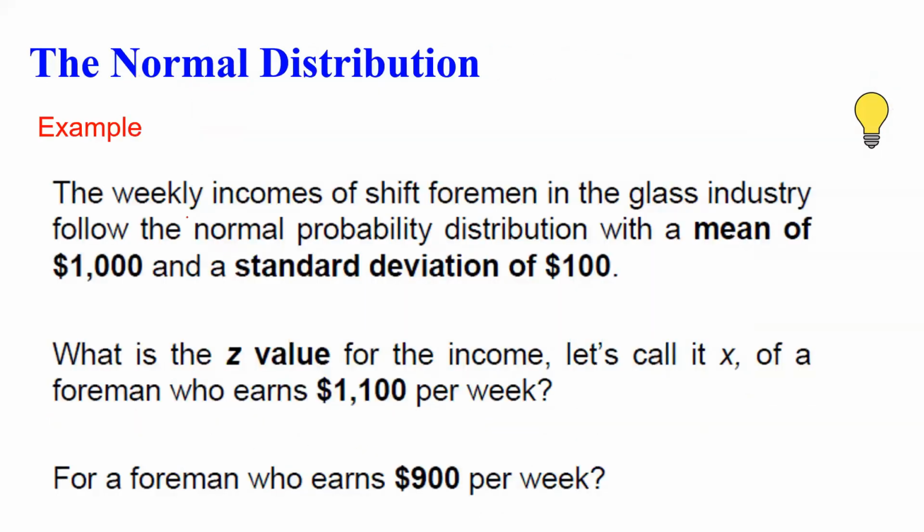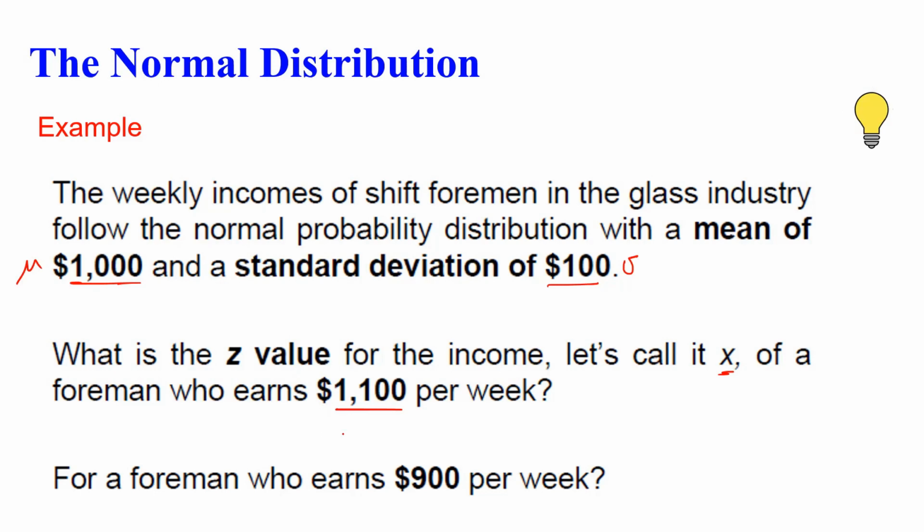All right, take a look at this example. Say the weekly income of chief foremen in the class industry follows a normal distribution with a mean value of $1,000. The mean value is given, and the standard deviation is given as $100. This is the sigma value, $100. Now, what is the Z value for the income X of a foreman who earns $1,100 per week? We're going to calculate that in a while.